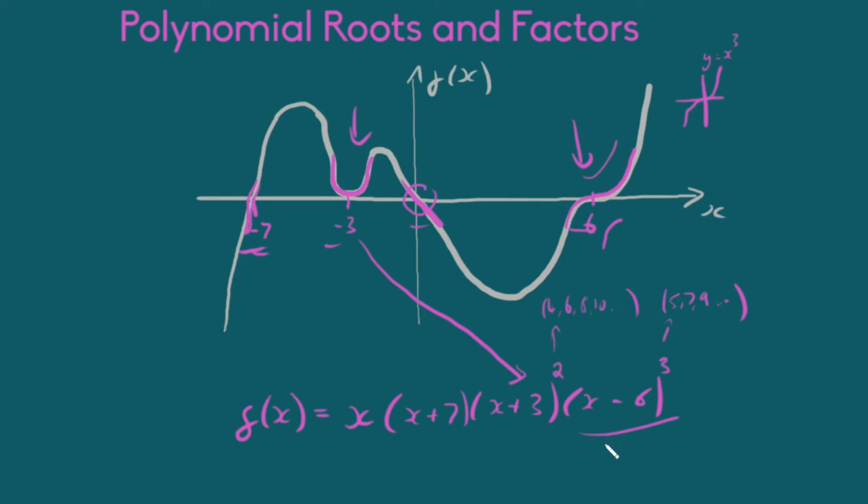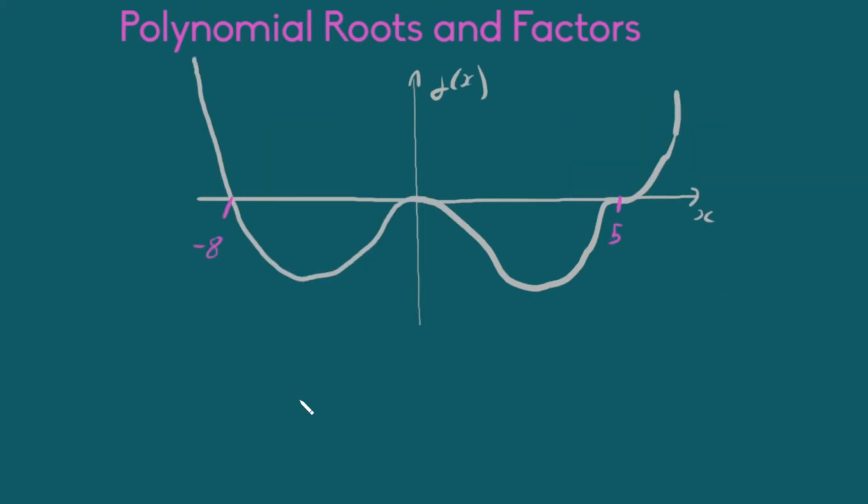And so here, one more question. If you want to pause the video and have a go at coming up with one possible definition of this function. And so again, we go through the origin. So we're going to have x at the start of our function. We have -8 as an intercept. So we're going to have x plus 8 as a factor. And we go through +5. So x minus 5 is going to be a factor. So we have the 3 factors there.